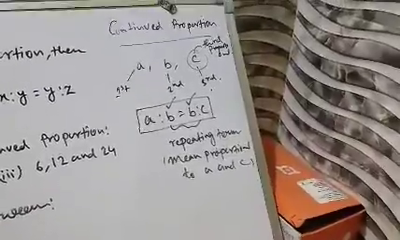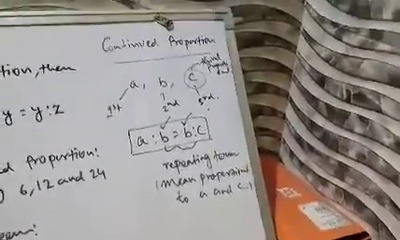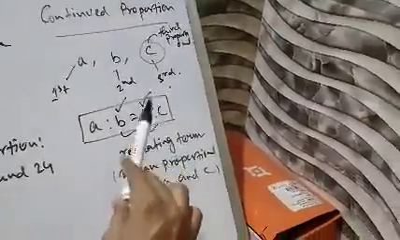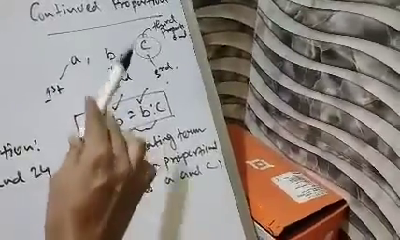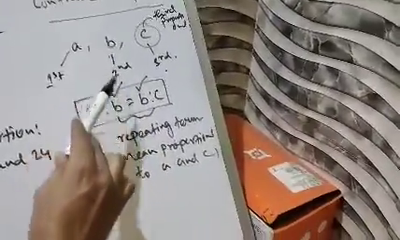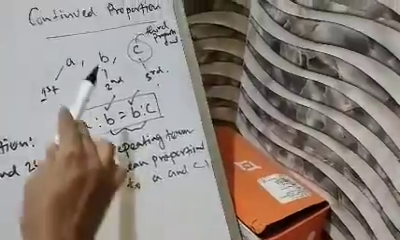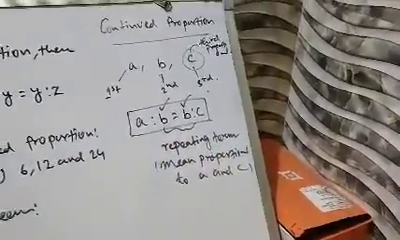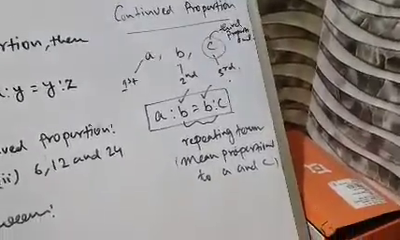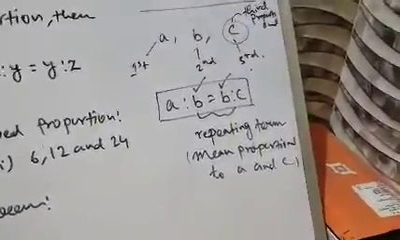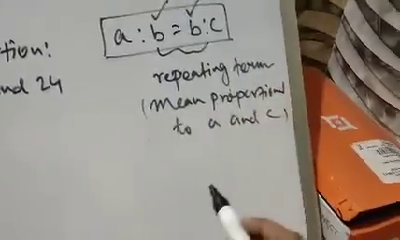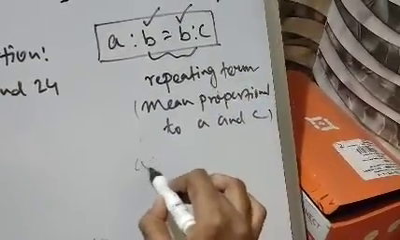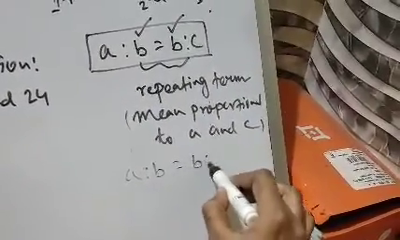So if three terms have to be in continued proportion, they should maintain this relation where the middle term is the second term and the middle term should be the repeating term. That means the middle term should be repeated twice. Then only can we say that these three terms are in continued proportion. So A is to B equals B is to C. This is the relation.